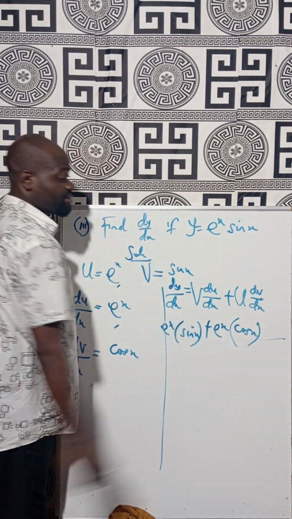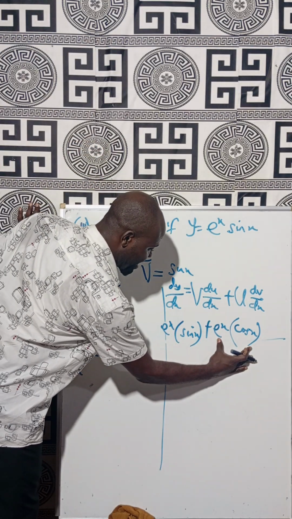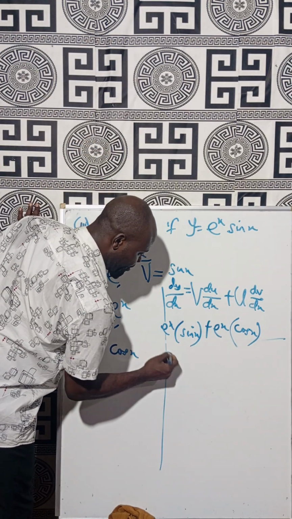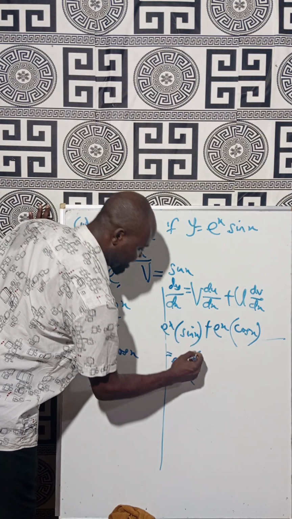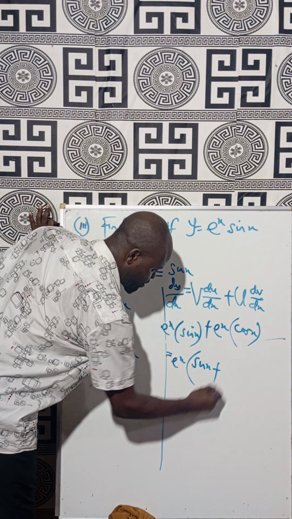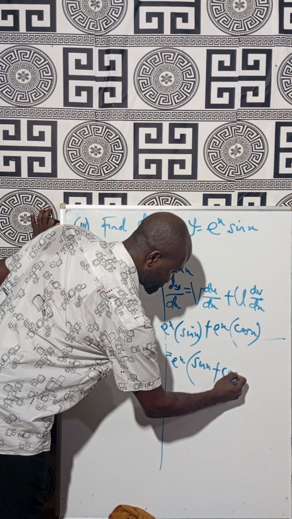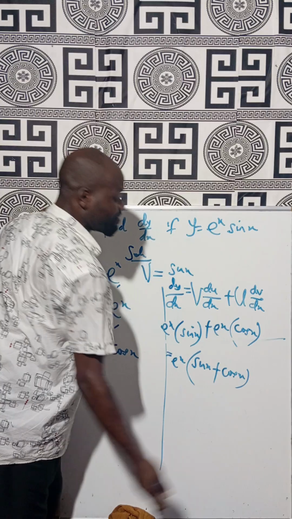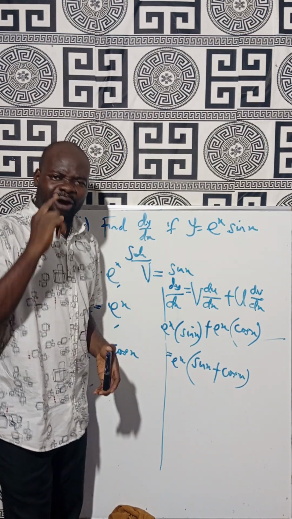So this is my answer, but I can factorize. In the first part plus second part, exponential x is common. I'm going to bring it out. Exponential x times, I have sine x here plus, I have cos x. And that is my result. As simple as that.